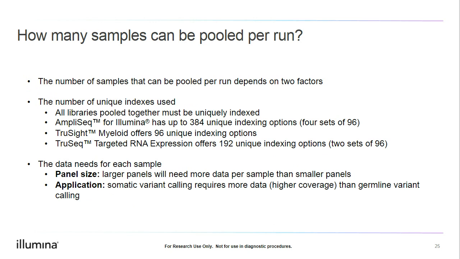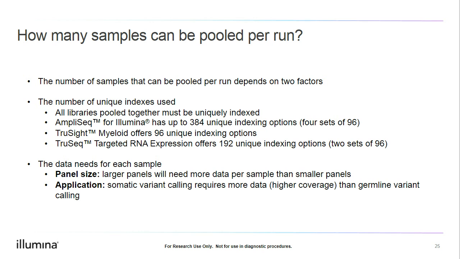Next, we have to decide on how many samples we can pool per run. And there are two main factors that will help us to decide. The first is the number of index sequences. All samples pooled together must be uniquely indexed. So if you have 96 indexes total, the maximum number of libraries you can pool per run is 96.